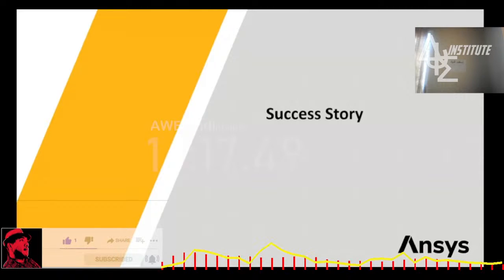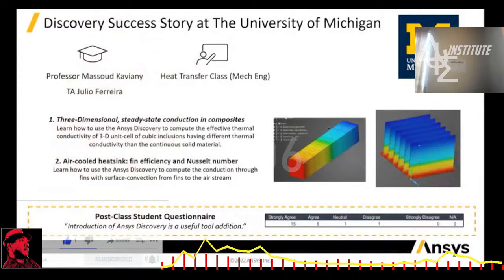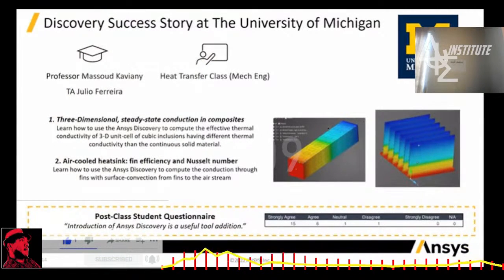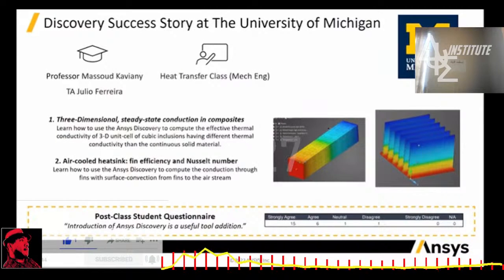And now I just want to round up our presentation today, sharing a success story. So obviously you've seen today that we are really enthusiastic and excited about the software, but it's a bit more independent if it comes from an academic providing this feedback. And so at the University of Michigan, Professor Massoud Kaviany has actually been using Discovery to teach his class on heat transfer, specifically covering topics and assignments on three-dimensional steady state conduction in composites, as well as an air-cooled heatsink, looking specifically at fin efficiency and the Nusselt number, just to give you an idea as to how it could be used.